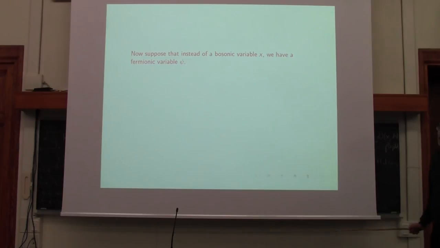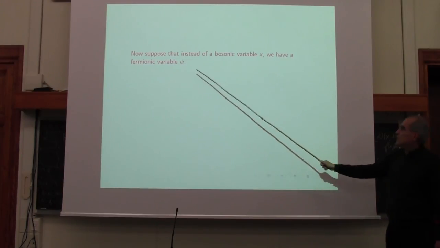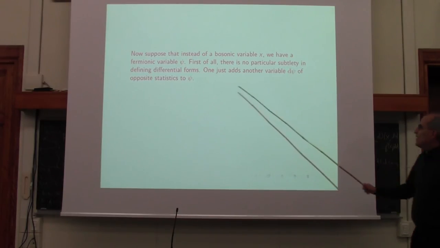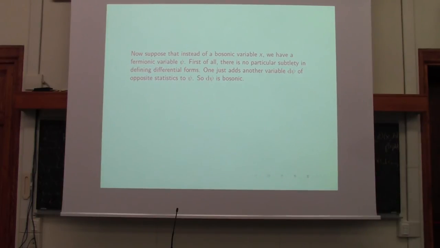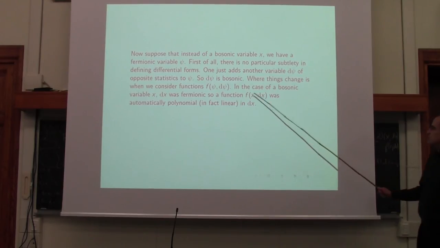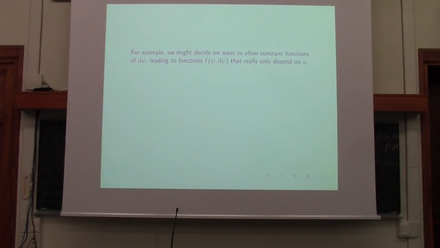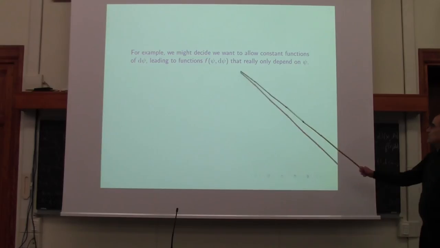Now I will assume that this is reasonably familiar and go on to the case of a fermionic variable psi instead of a bosonic variable x. So first of all, there's no particular subtlety in defining differential forms. We just have another variable d psi of opposite statistics to psi. So d psi is bosonic. Where things change is when we consider functions of psi and d psi. In the case of the bosonic variable x, dx was fermionic, so a function f of x and dx was automatically polynomial in dx, in fact linear, in the case of a single variable. But now, since d psi is bosonic, we have to decide what class of functions of d psi we want to allow. For example, we might want to allow constant functions of d psi, leading to functions of psi and d psi that really only depend on psi.